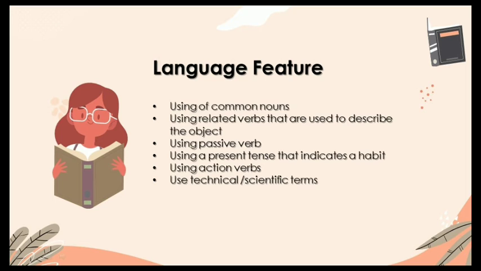Next is language feature of report text are using of common nouns, using related verbs that are used to describe the object of study. For example, the lion is a vicious animal. And the third is using passive verb. And the fourth is using a present tense that indicates of a habit. And number 5 is using action verbs. And number 6 is use technical or scientific terms such as the words nocturnal, mammals, and so on.